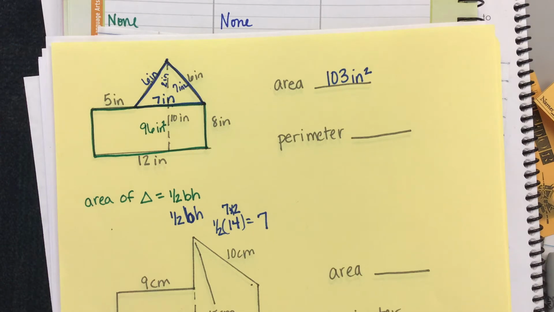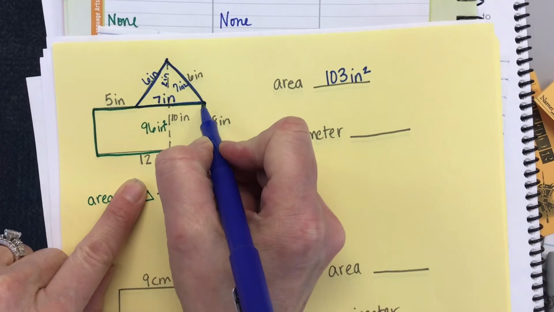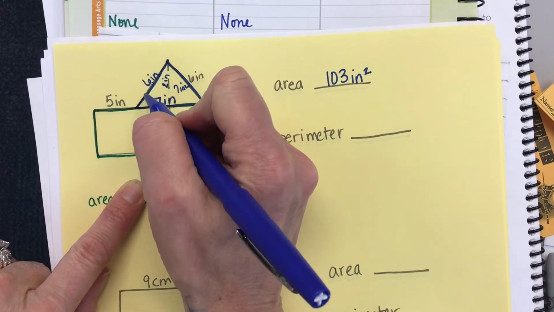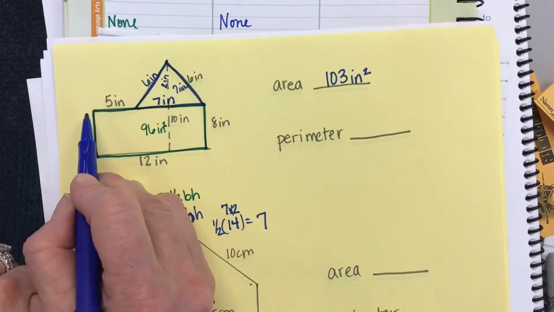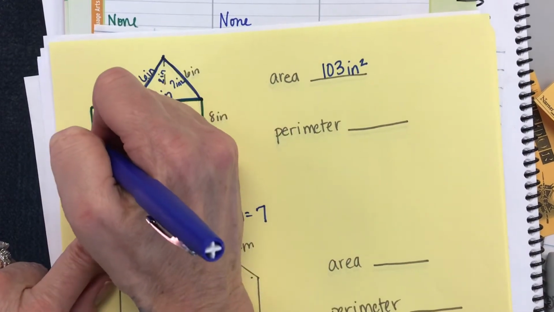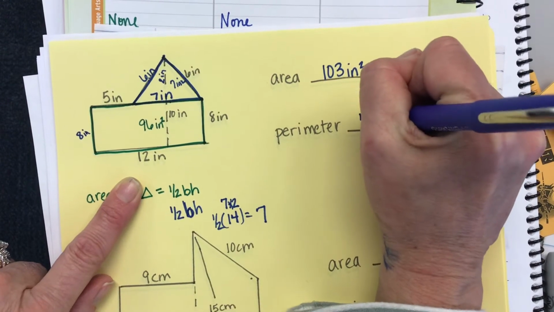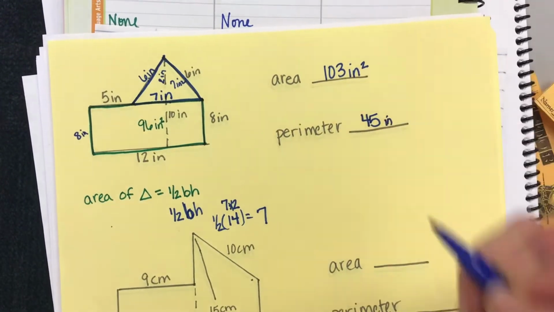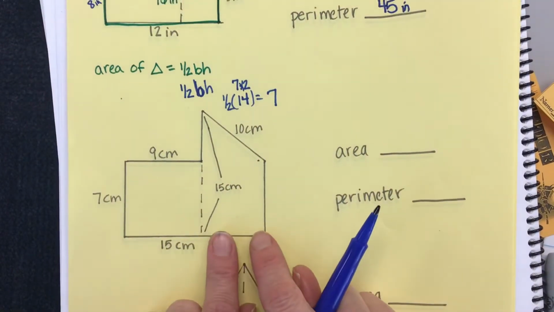Haley, what'd you get? 45 inches. Okay, 12 plus 8 is 20, plus 6 is 26, plus 6 more is 32, plus 5 is 37, plus 8 is 45. Don't forget this 8 to make it 45. And what is your unit? Inches. Is that what you said, Haley? 45? Good job.